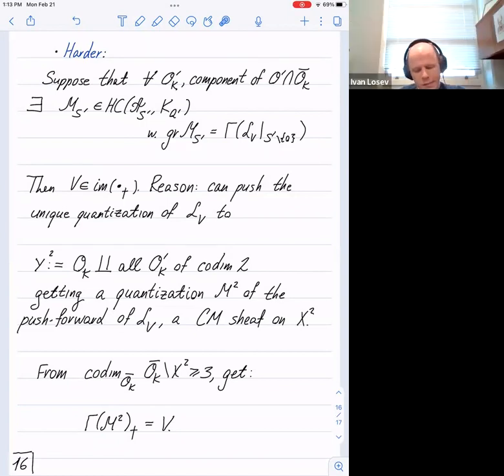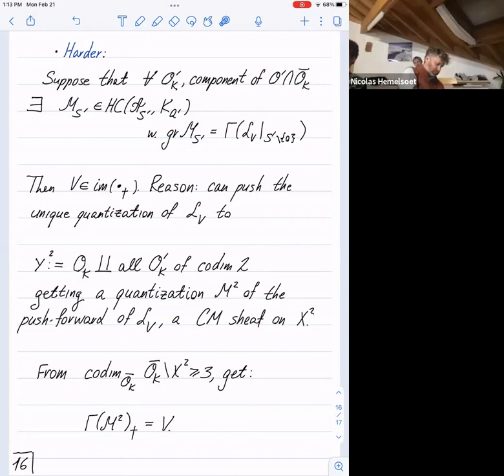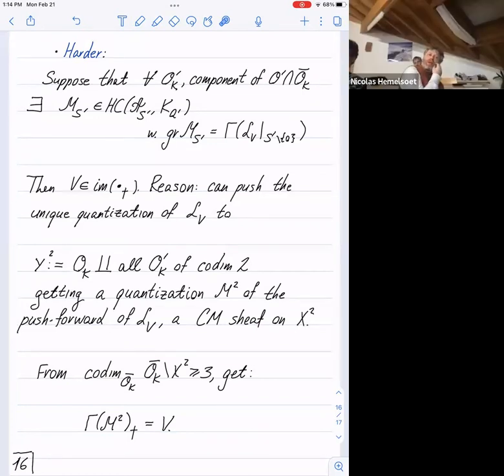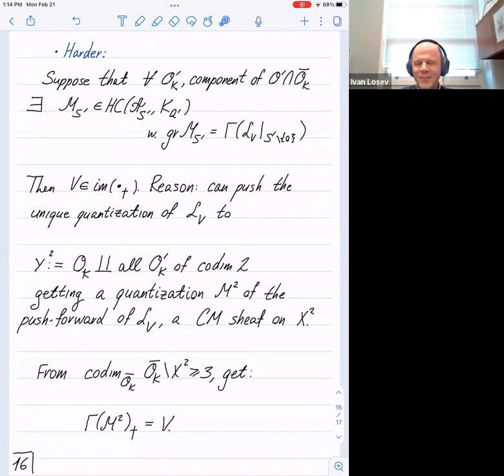And what's going to happen is this. I have a unique quantization of this twisted local system, and I'm going to push it to the union of the open stratum and all codimension 2 strata. Because of this condition, I'm going to get a quantization of the push forward of this local system. And I can prove, it requires some additional work, that the result is a Cohen-Macaulay sheaf. Once you know that, you can push it further to the remaining locus. And you indeed get a Harish Chandra module whose restriction is V. And that's how the proof works. And that's the end of the talk. Thank you.